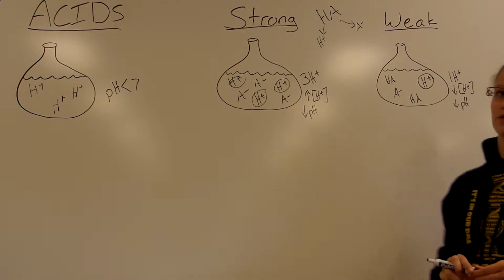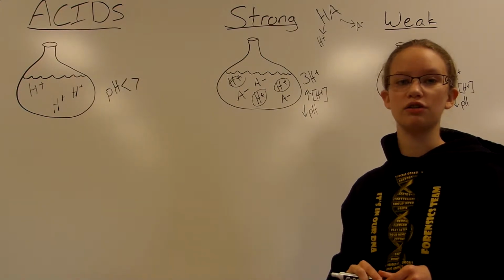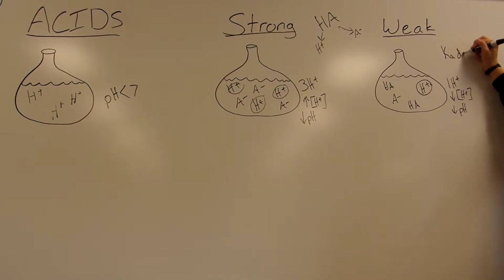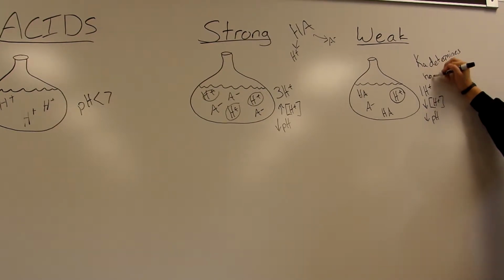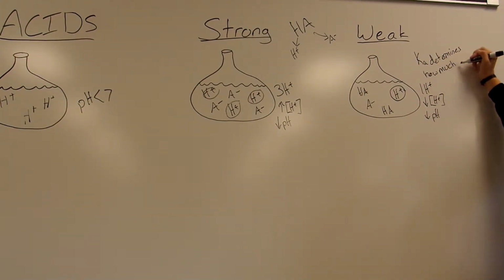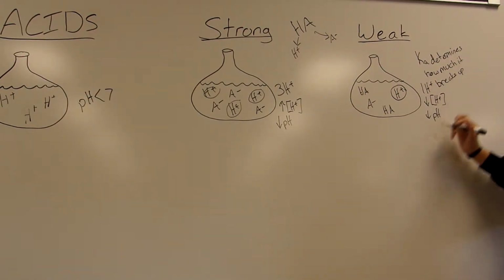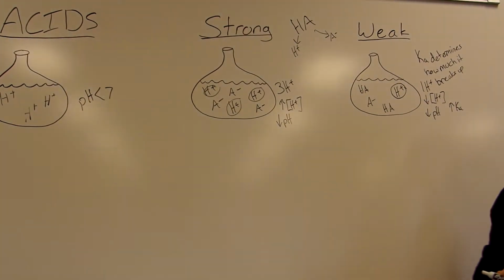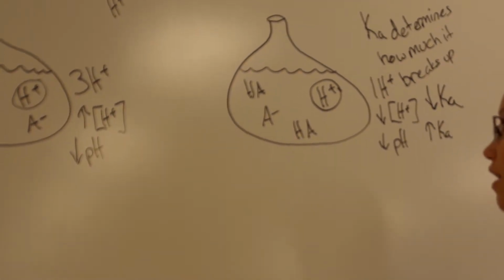The reason that these break up differently is because of the Ka's of the acid. The Ka of a strong acid is much too large to measure, so we don't worry about it. But for a weak acid, the Ka determines how much it breaks up. So a high Ka means that there's a lot more H pluses and A minus than HA. And a low Ka means that there's a lot more HA than there are H plus and A minus.